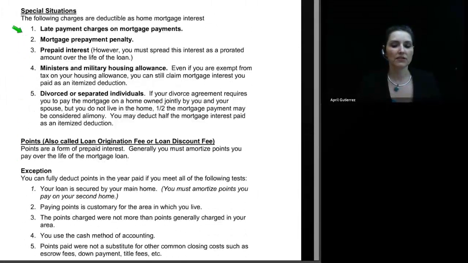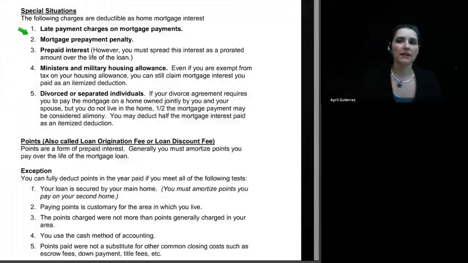Now there are some special situations where you might be looking at deductible home mortgage interest and not even know it. And one of those is late payments or charges on mortgage payments. So when you make a late payment on your property tax bill, you're going to be assessed interest, but that's not deductible interest. When you're looking at a late payment on your mortgage to the mortgage company, they're going to assess you interest, and that interest is deductible. So you would add a late payment charge to your mortgage interest for the year, and typically they would put that on the 1098.